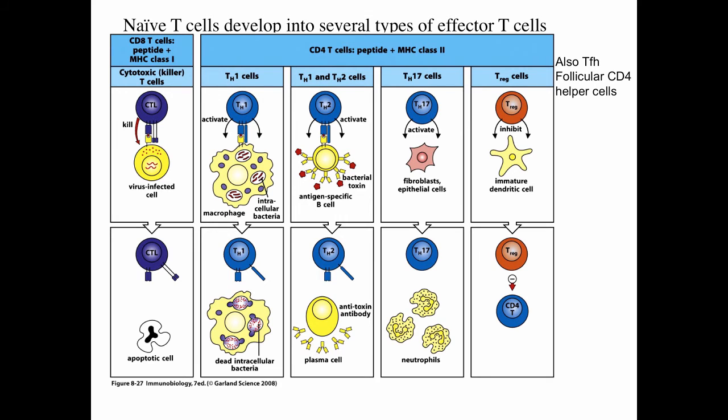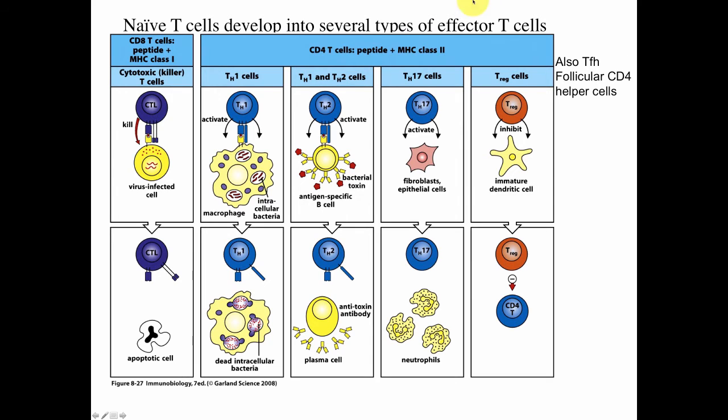Another more recently described T helper effector cell subset is referred to as T helper 17 cells. And what these cells do is again make cytokines like interleukin 17 that activate other cells like fibroblasts and epithelial cells that in turn activate and recruit neutrophils into the site of T effector cell activation and help those neutrophils phagocytose and clear certain types of extracellular bacteria and fungi.